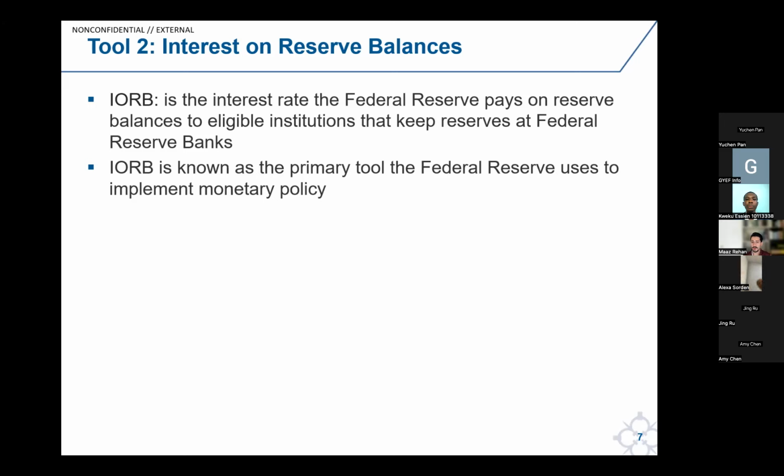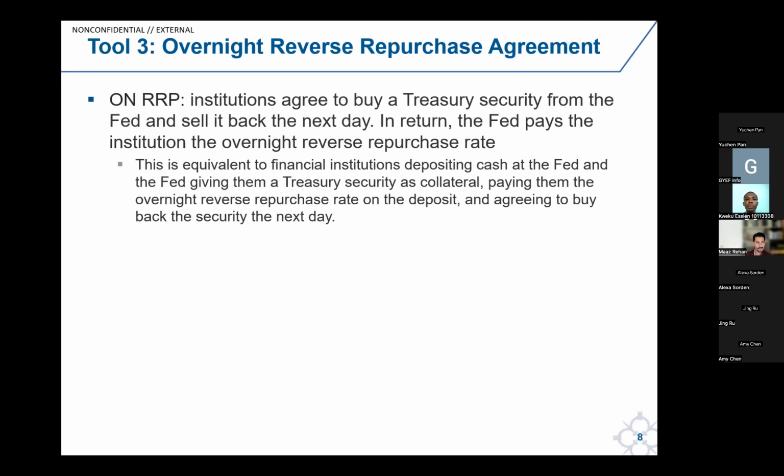So maybe also just a little extra note there, depository institutions have little incentive to lend in the overnight interbank federal funds market at rates below the interest rate on excess reserves. So I'll pause there if anybody has any questions on just IORB in general. Great, moving on then to the next slide.